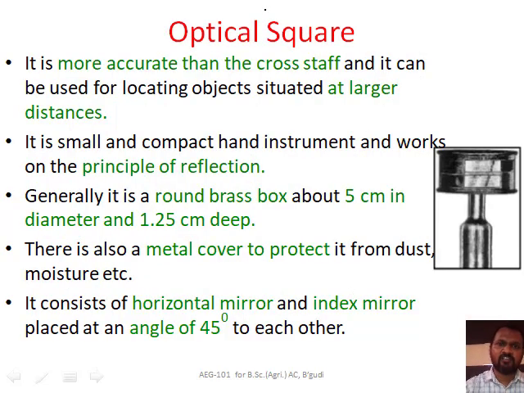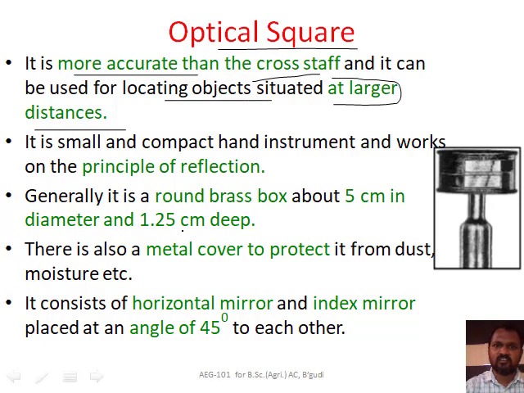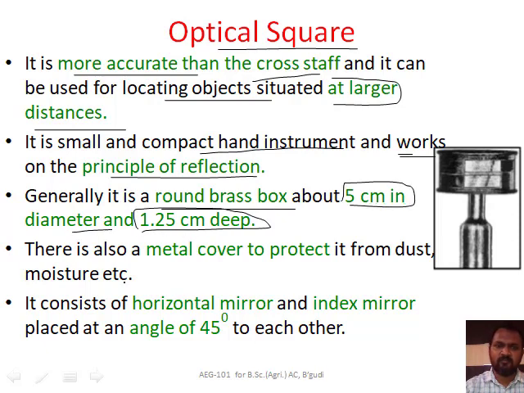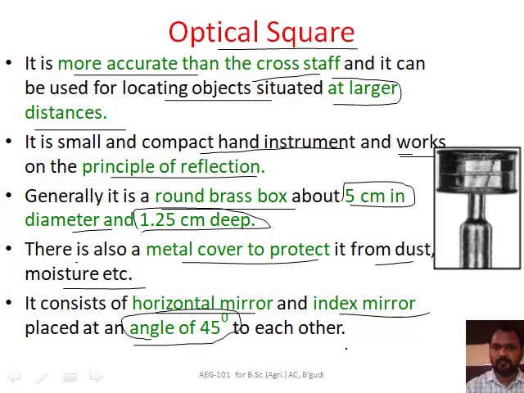Then we have the next instrument, that is the optical square. It is more accurate than the crosstop, and it can be used for locating objects situated at larger distances. It is a small and compact hand instrument and works on the principle of reflection. Generally a round brass box about 5 centimeter in diameter and 1.25 centimeter deep is used. There is a metal cover to protect it and to avoid dust or moisture. It consists of a horizon mirror and an index mirror, placed at a 45-degree angle to each other.